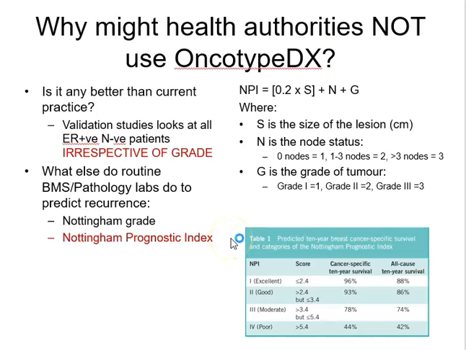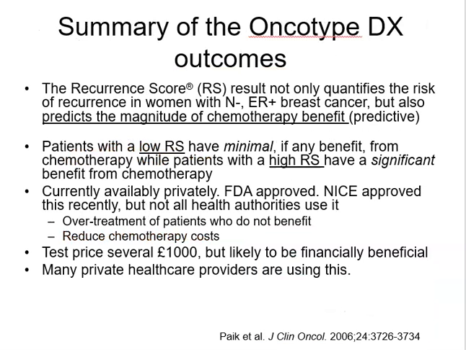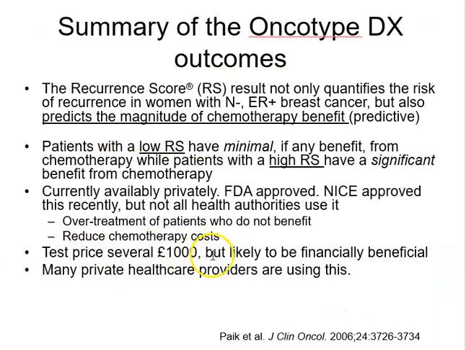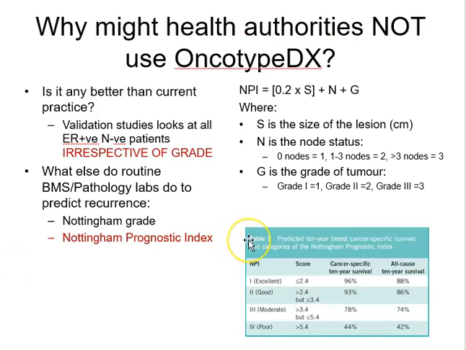So the question is, why wouldn't health authorities use this routinely if it offers good value for money? If we can avoid 70% of patients from getting unnecessary chemotherapy, then surely that is good value for money if the test is only a few £1,000s. And the reason why is because we already do what the test is doing. We already use a combination of grade and stage to predict who is going to likely relapse and who is not. Now, I've talked a lot about the Nottingham grade.